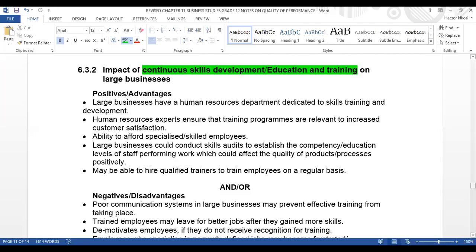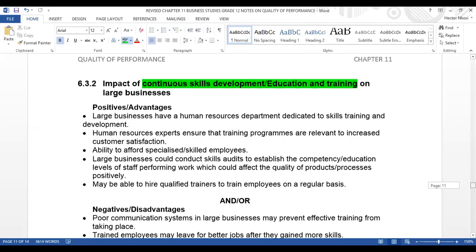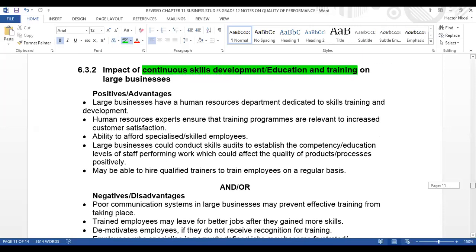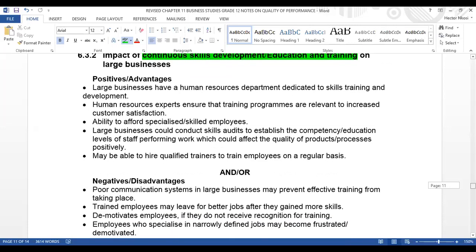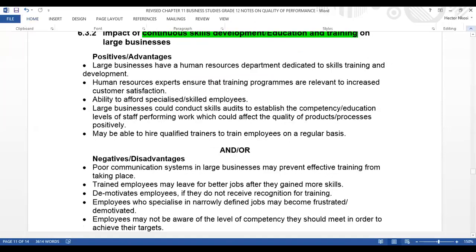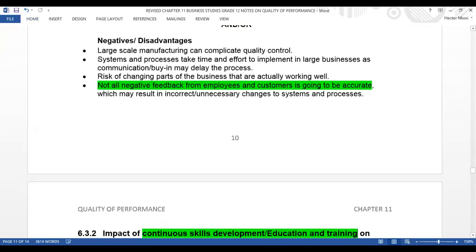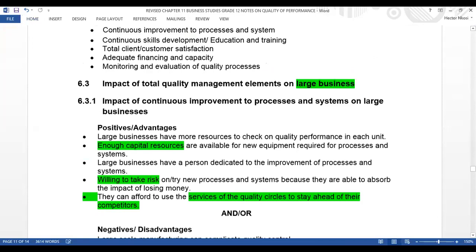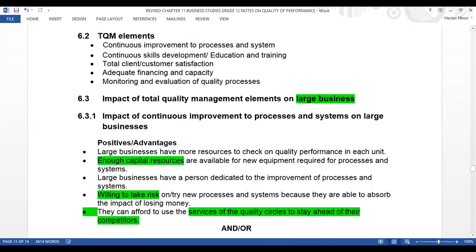I don't know why my speaker is acting up, but yeah, I'm back now, guys, sorry. Okay. So we are still looking at the positives, the advantages when it comes to continuous skills development or education and training.